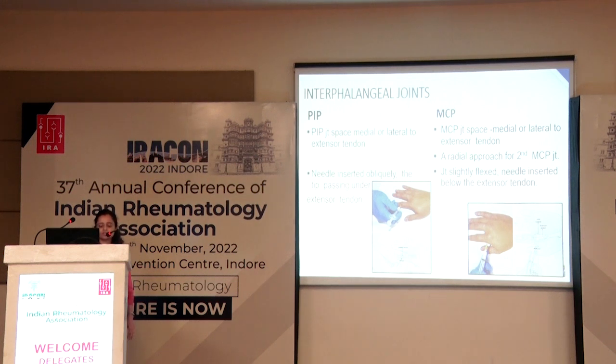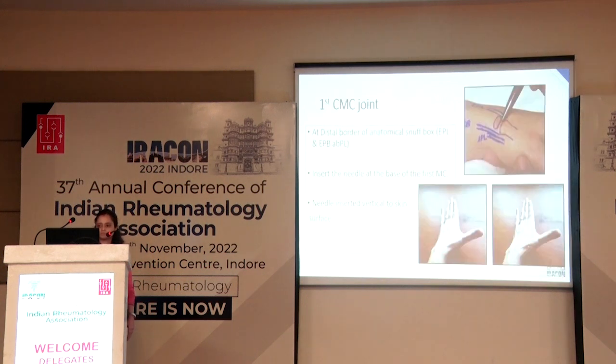So again, we have to be sure that we don't damage any tendon. The needle is inserted obliquely with the tip passing under the extensor tendon. So for both the MCPs as well as PIPs, the joint space is medial or lateral, so we have to go under the tendon. For the second MCP joint, it is usually the radial approach which is followed.